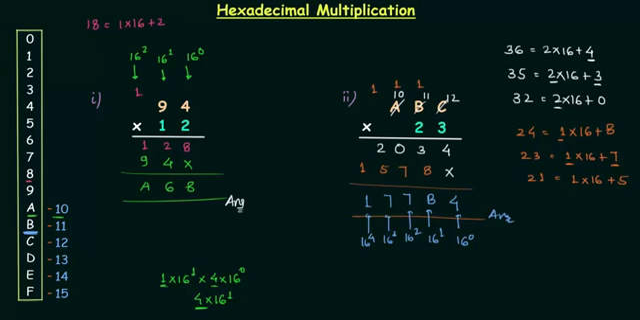Now we will move to the homework problems. I have two homework problems for you. In the first homework problem, you have to multiply 818 by 21. In the second problem, you have to multiply DAF by 54.